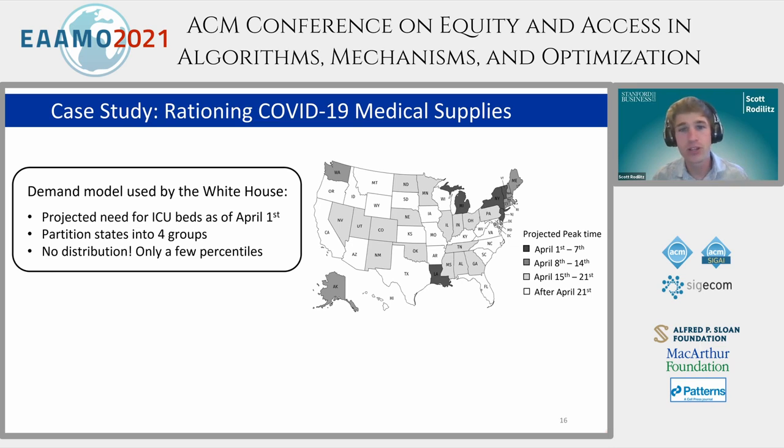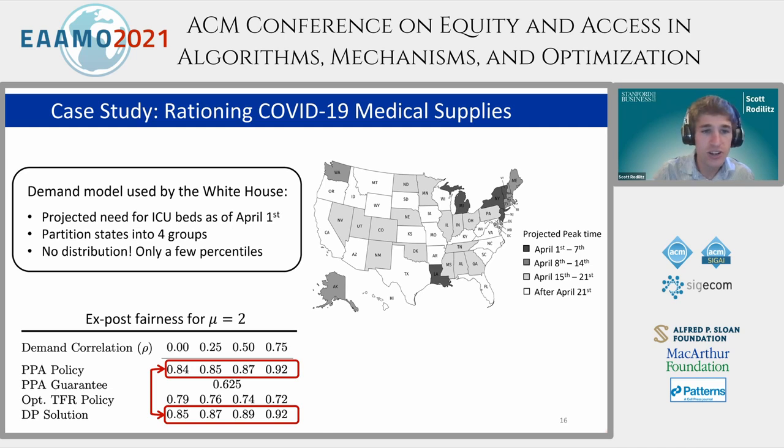Now, this demand model that we're using from the IHME doesn't have a full distribution. It just gave a few percentiles. So we put a normal distribution on top of this, and then we assumed various levels of correlation between these 4 groups. And we looked at results for 4 different levels of correlation. So there's a few different things I want to highlight for you here. First, our PPA policy significantly outperforms its theoretical guarantee.